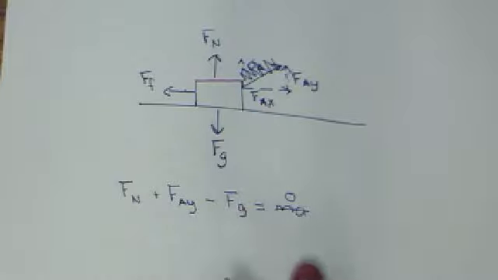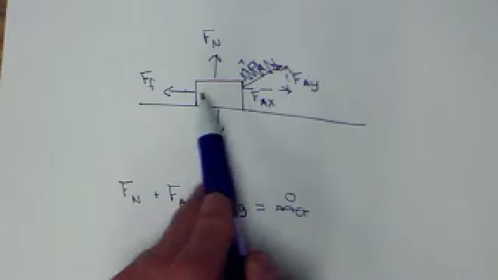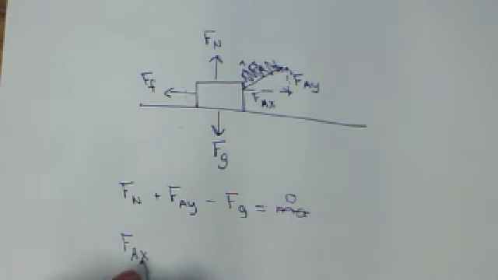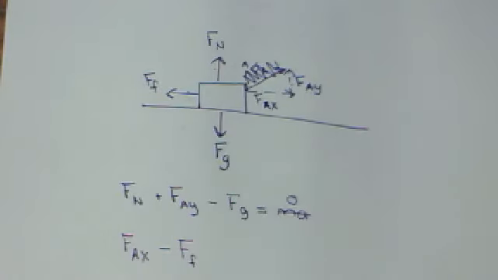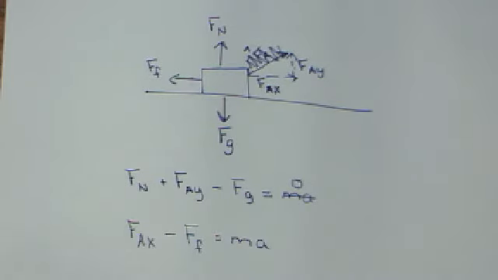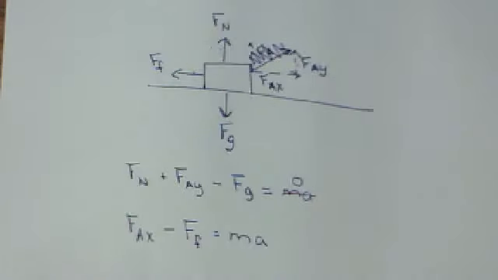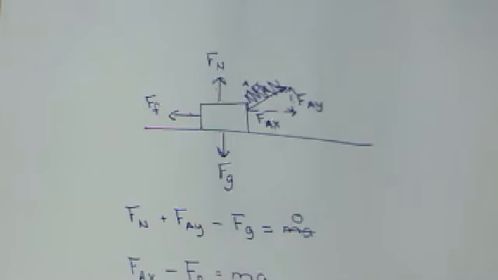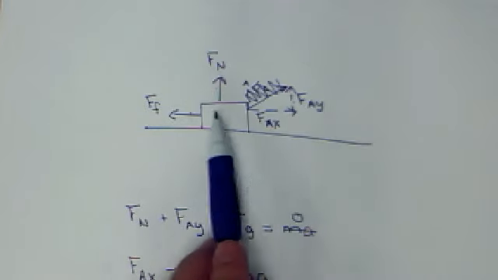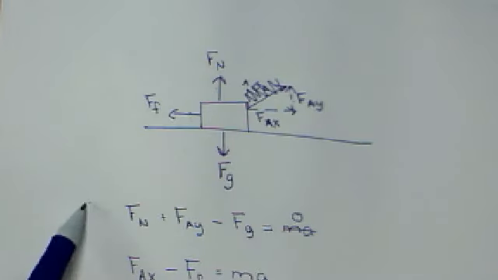For my horizontal summation, I have this one going to the right and this one going to the left. 2 forces acting on it, so I have the horizontal component of the applied force minus the friction force. They're going in opposite directions, so I subtract, and that equals mass times acceleration. Okay, so that's just a basic example of how to do these force summations. You just need to take into account all the forces that are acting on an object and then summate the forces. And you don't mix vertical with horizontal on the same object. You'll do 2 separate summations.